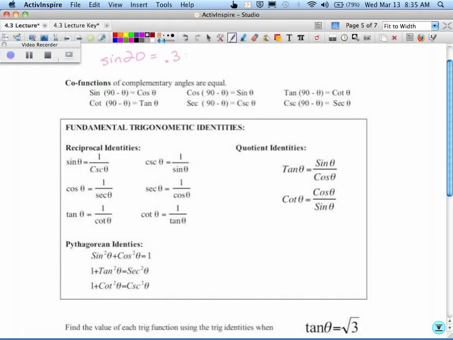0.3420. Okay, something like this. According to the complementary, I should be able to take the cosine of 90 minus that. I already did the sine of 20 degrees, so if I take the cosine of 70, what's the cosine of 70? 0.3420. Okay, that's all it is right there. Cofunctions, we don't do a lot of work with them. It's just a relationship.